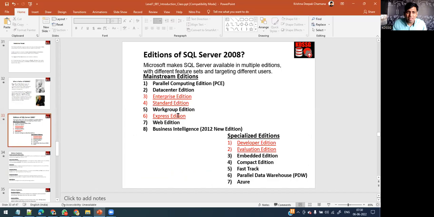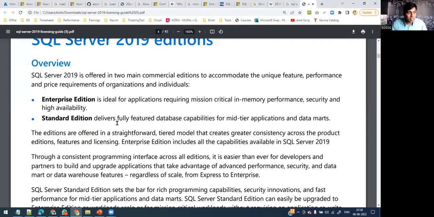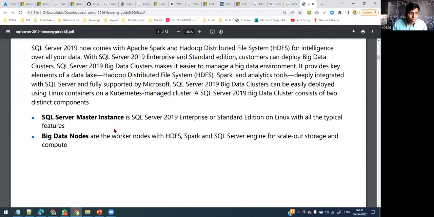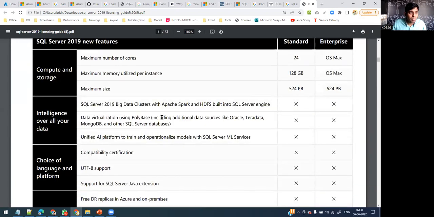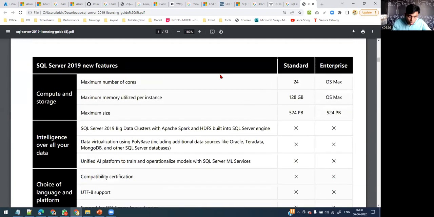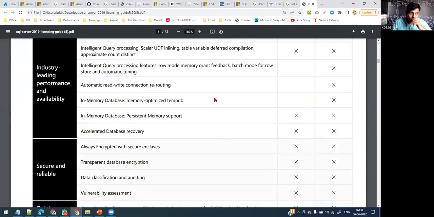So don't worry about why these many are there, or what is the purpose of each and every one. Ignore it, sir. Next one. If you can scroll down a little more. So look at this: standard edition, enterprise edition. Tomorrow's discussion is this. Tomorrow we'll talk about this one.